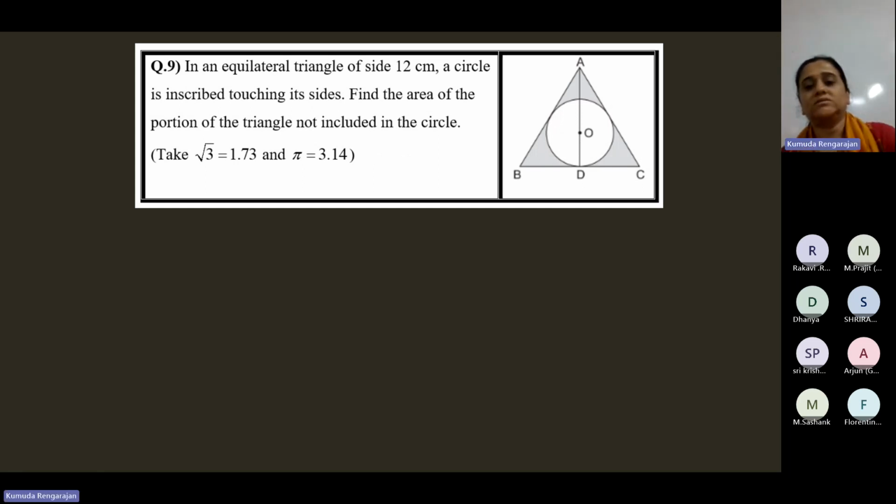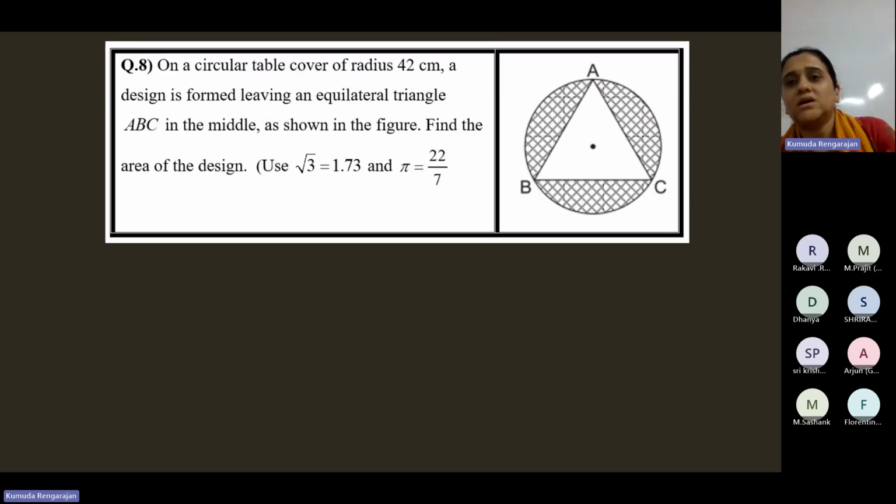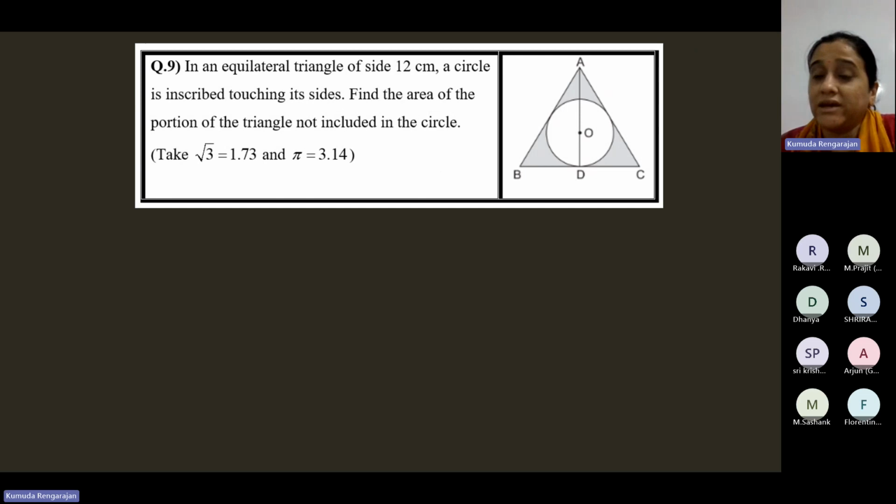Now in this question, we have an incircle to the equilateral triangle. Here, equilateral triangle, circumcircle. Here, equilateral triangle, incircle. Now, what is given here? The side of the triangle is 12 centimeters.